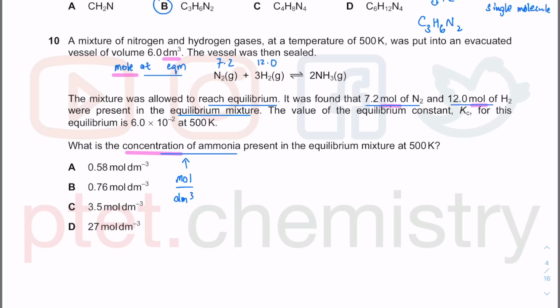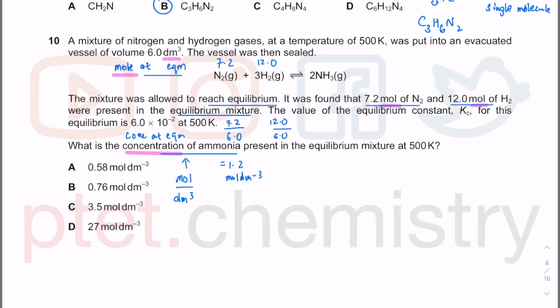These are moles. So your job really is to find out what the information is there. Let's see. If you have concentration at equilibrium, what are we going to get? We're going to get 7.2 mole divided by 6.0, because this is the total volume. Mole divided by dm cubed. 7.2 divided by 6.0, I get 1.2 mole per dm cubed for the concentration of N2 at equilibrium.